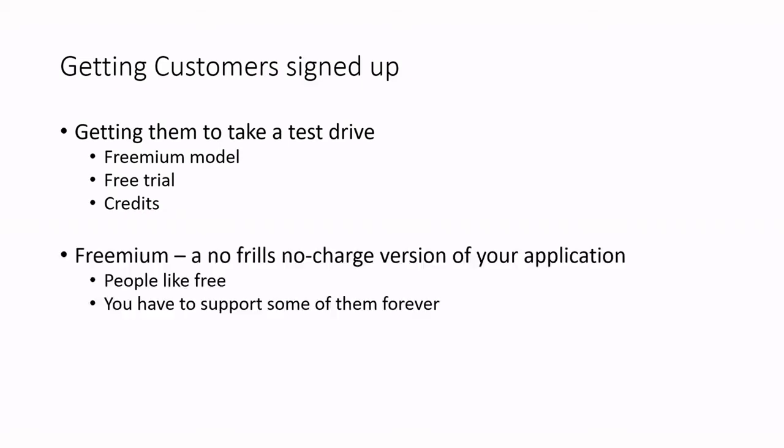Now, one of the key things that a new SaaS application is concerned with is, of course, signing up customers. One option for getting people to sign up for software is to essentially give them a test drive period to use the software and decide if it's really what they want. And three common ways of doing this are the freemium model, the free trial, and the credits.